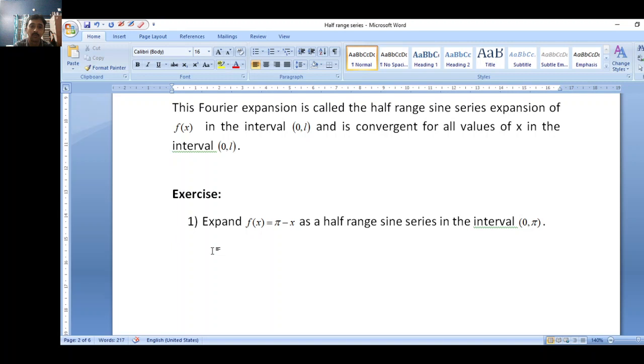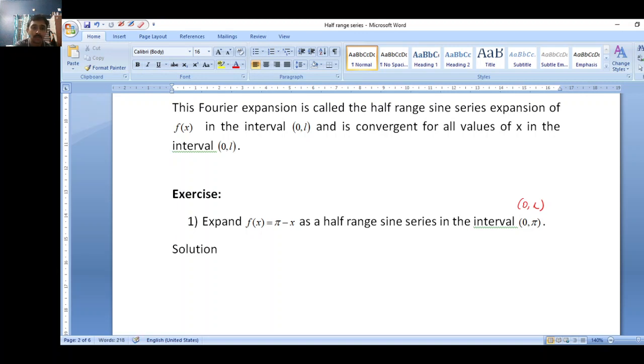Okay, so a typical question on a half range sine series expansion or cosine series expansion will be in this form. So we'll be given a function, and very importantly the interval that would be given would be of the form 0 comma L as such. Okay, now we'll see how to do this.